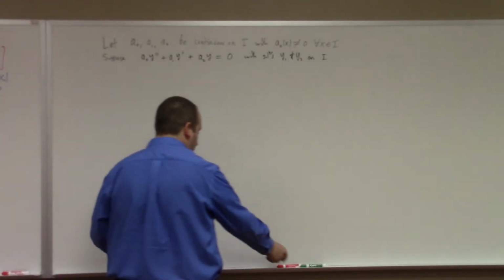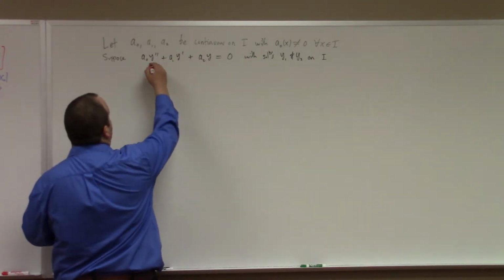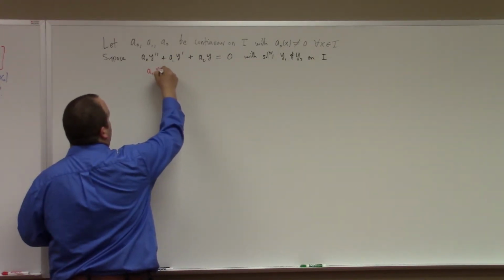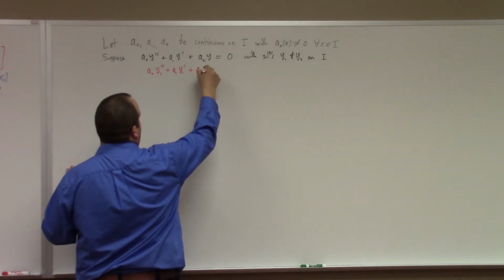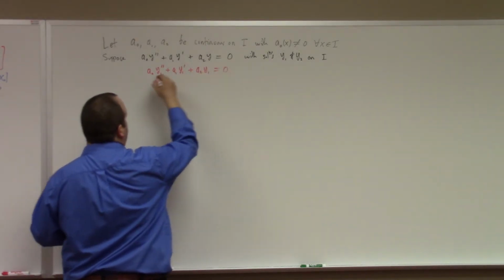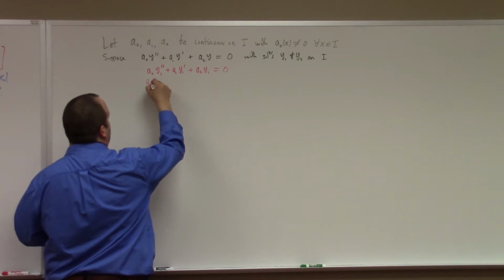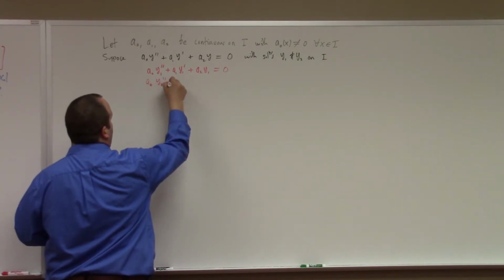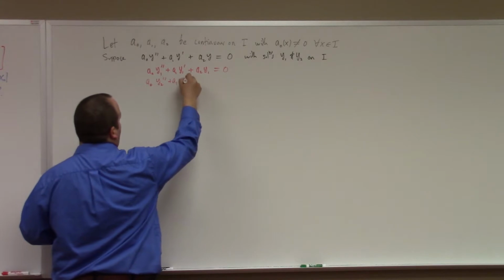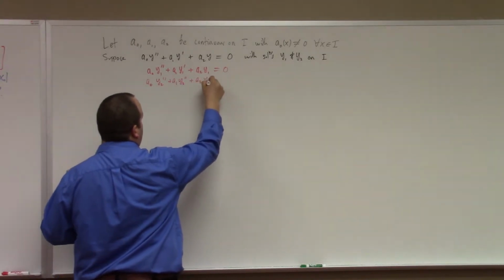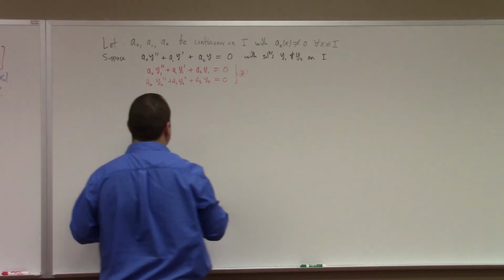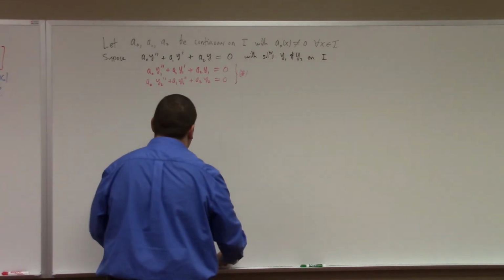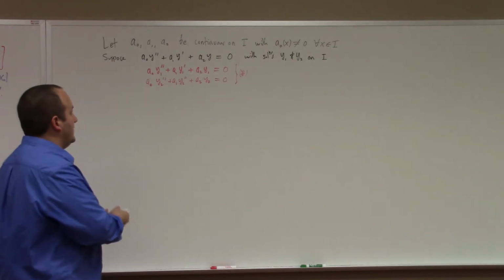What equations do I get if those are solutions? For the record, we get a0 y1'' + a1 y1' + a2 y1 = 0, and the same thing with y2, right? I'm just going to save these here. I'll call them star. Save those. And now consider the Wronskian.